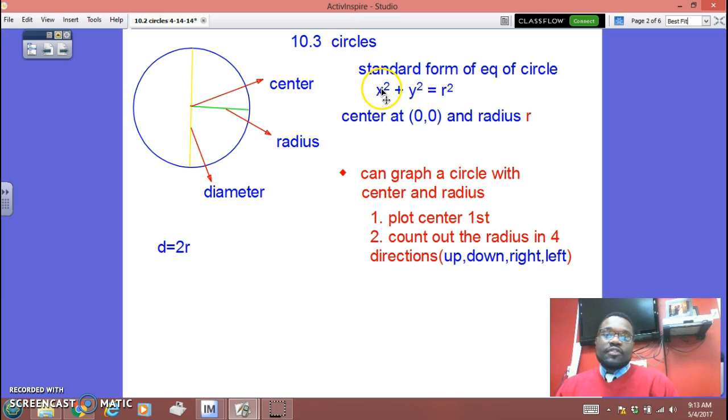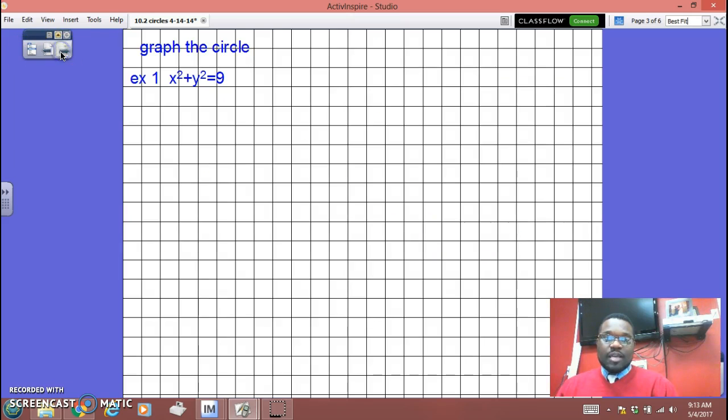Alright, so whenever it's x squared and y squared, that means the center is at the origin, which is 0, 0 on the Cartesian coordinate system. And the radius is the square root of the number at the end here. Now, I've got a little hint here. You can graph a circle with the center and the radius. That's all you need. How? Well, you plot the center first, whatever the center is, in this case 0, 0, and count out the radius in 4 directions: up, down, left, and right. So based on that, let's do an example.